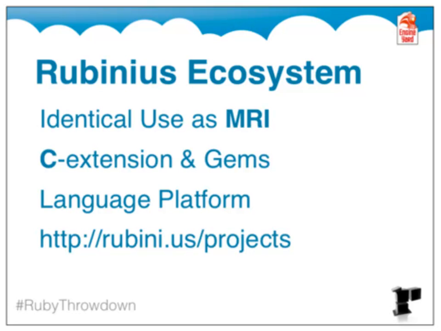So the Rubinius ecosystem is aimed at being identical to MRI. Basically, anything you can use in the MRI world. I mean, Rubinius' goal is to be a drop-in replacement for MRI. So the C extensions and gems work. And obviously there's a page of Rubinius projects where you can start to see some of these.